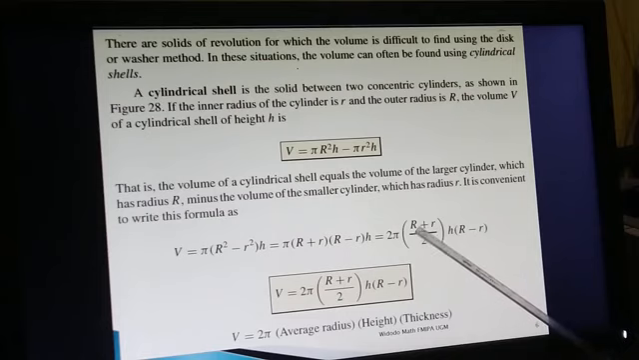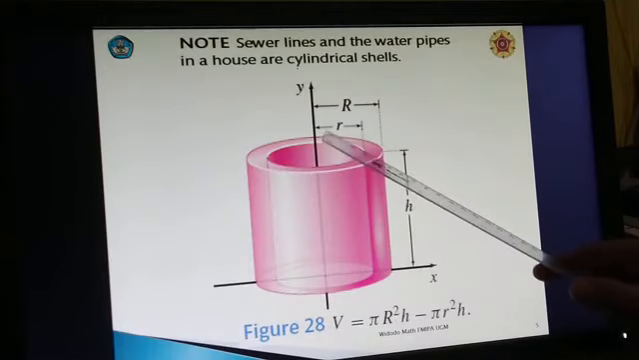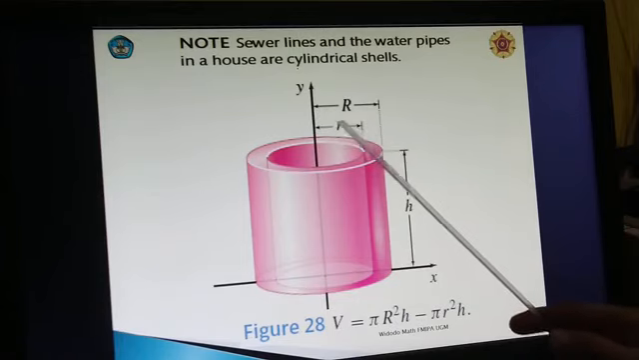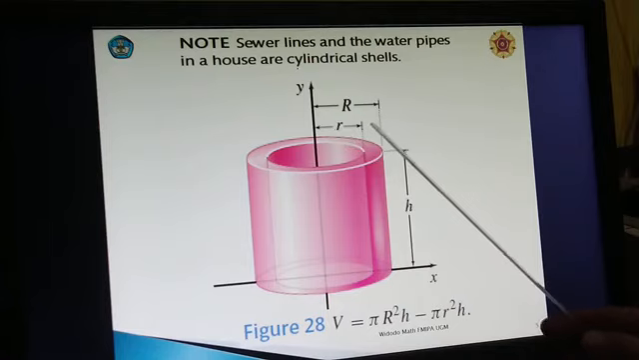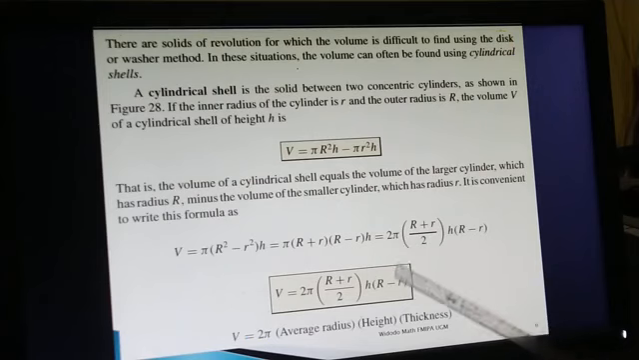Here, (R plus r) divided by 2 is actually the middle of the radius. If small r is here and big R is here, then (R plus r) divided by 2 is something in between. So this is actually the average of the radius. Later on we would like to compute the volume using this expression.